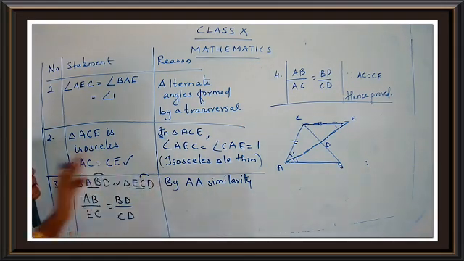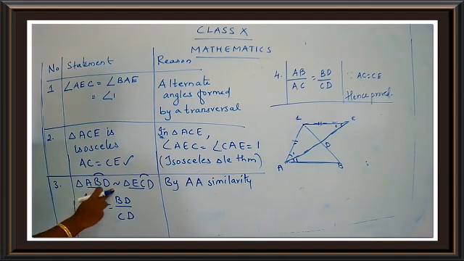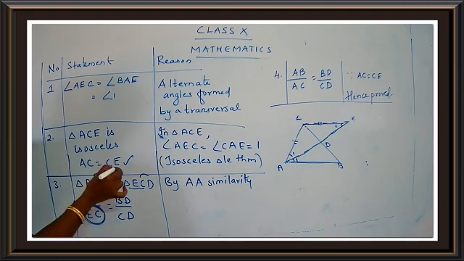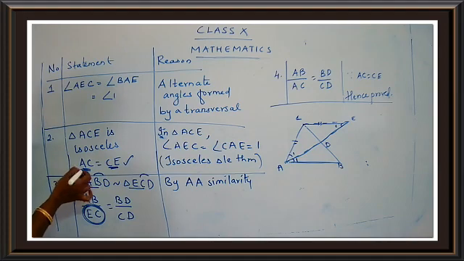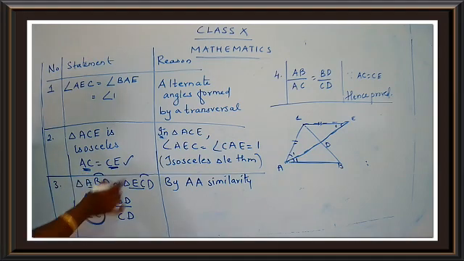Once you show the triangles are similar, you can write the corresponding sides. AB upon EC, BD upon CD. Okay, done. After writing this, the only thing we change is EC. What are you going to write in place of EC? In the previous step, we have written that CE is equal to AC. So in place of EC, you are going to write AC. That's all. Very simple thing.